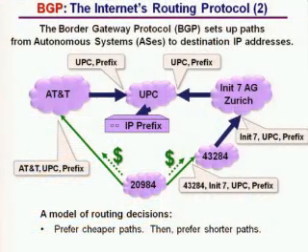Again, each one of these is a path. And he needs to choose a path. So how's he going to choose a path? Our model is going to say that he's going to prefer the cheaper path. And then if he doesn't have a cheaper path, he'll just prefer the shorter path.